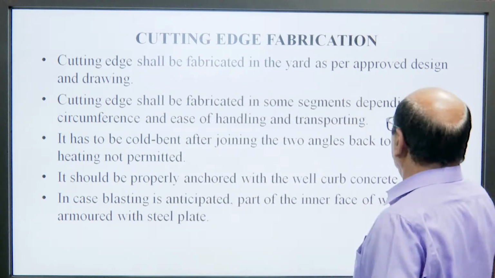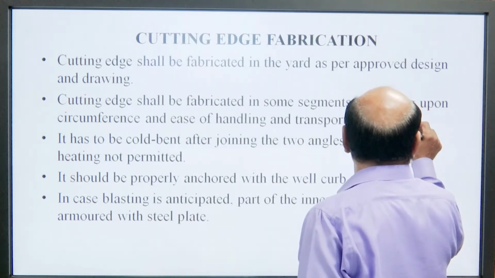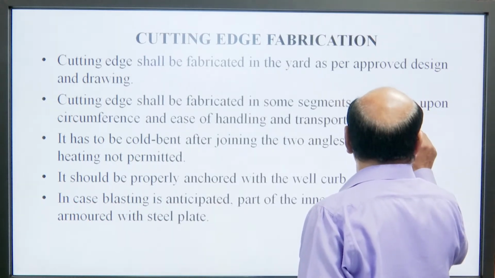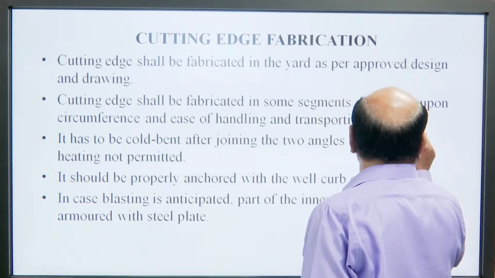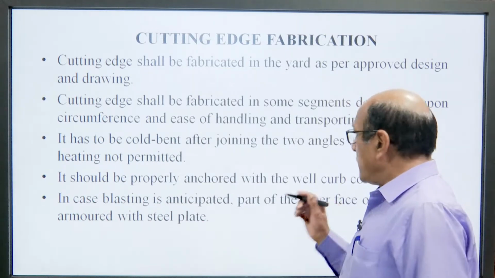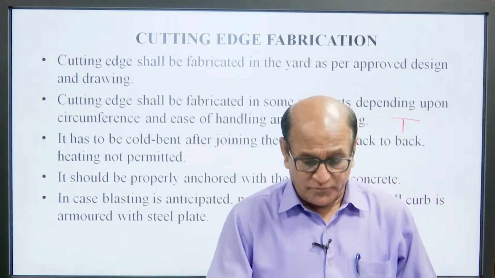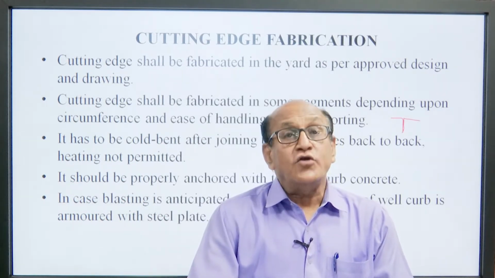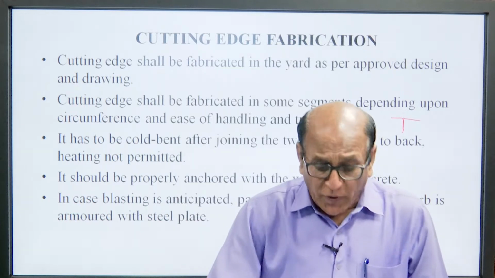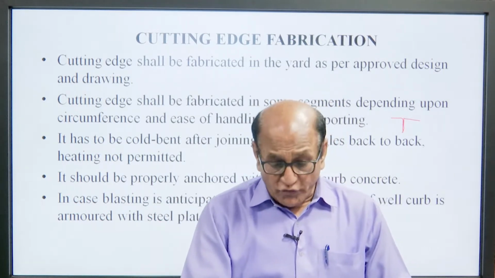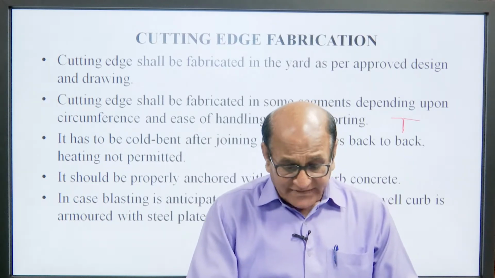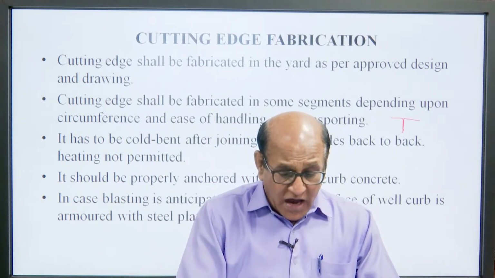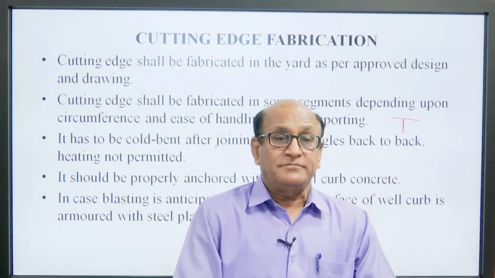So, suppose this is one angle and this is another angle. So, these two are back to back. Heating is not permitted at all. It should be properly anchored with the well curb concrete. In case blasting is anticipated, part of the inner face of the well curb is armed with steel plate.